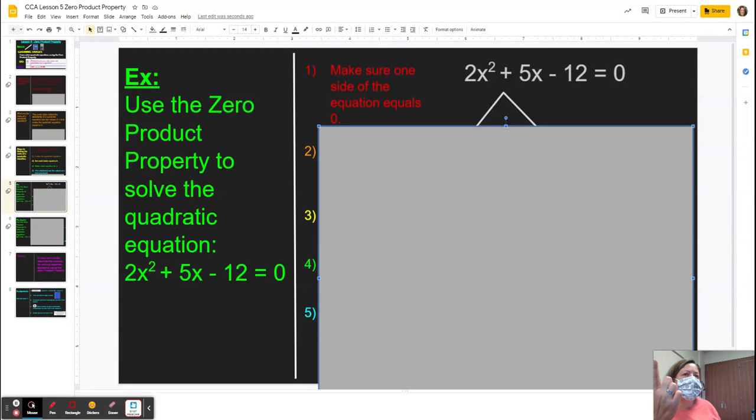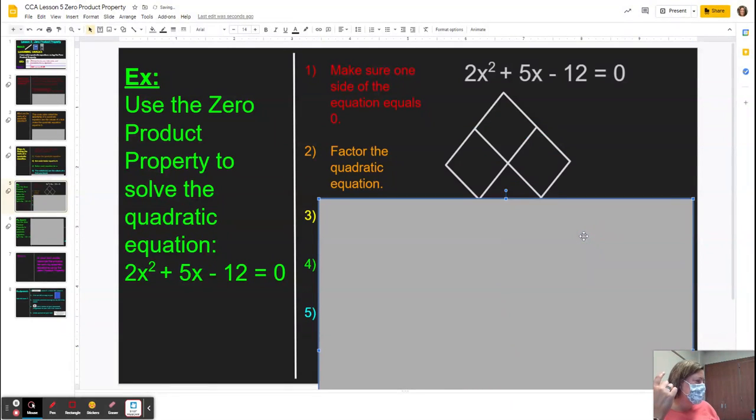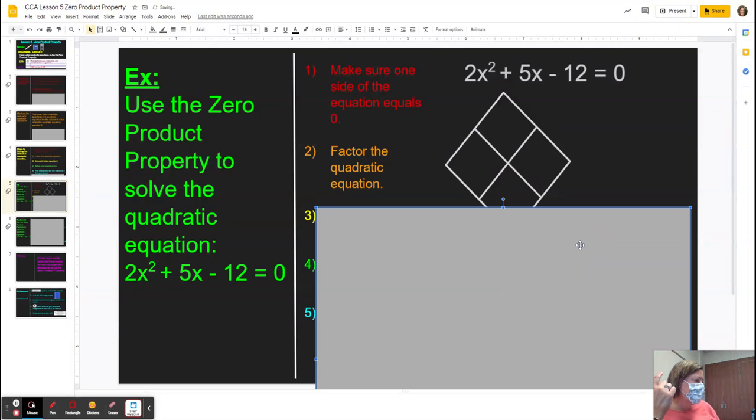Step number 2 is we need to factor this quadratic equation. So set up your diamond problem. And remember the top of the diamond, we're going to do A times C. So in this quadratic, what is A? 2. And C is negative 12. So 2 times negative 12.